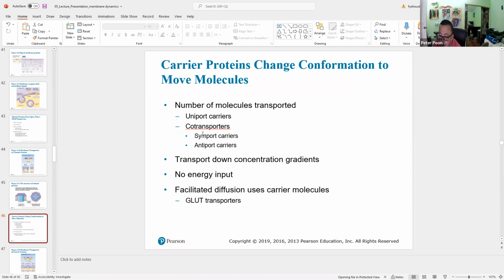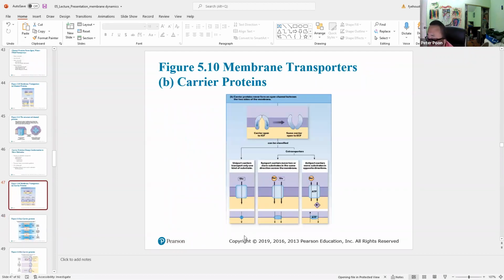Symport means two things bind on one side of the membrane, both things move to the other side of the membrane. Antiport is the opposite. Antiport is this: sodium gets pumped out, potassium gets pumped in at the same time. So symport, antiport, uniport.